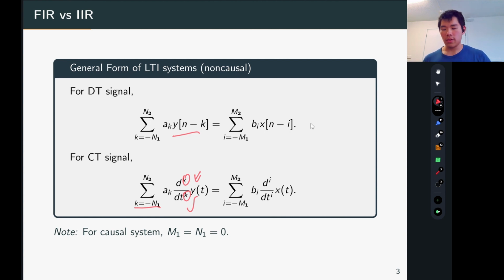And also if it's minus, that means this is just integrals, because the reverse of derivative is just integrals. So to get a causal system, that means we want to set m1 and n1 to be 0, because we don't want the current output to depend on the future output or the future input. You want it to only depend on the previous outputs or inputs. Hence, we set that to be 0.